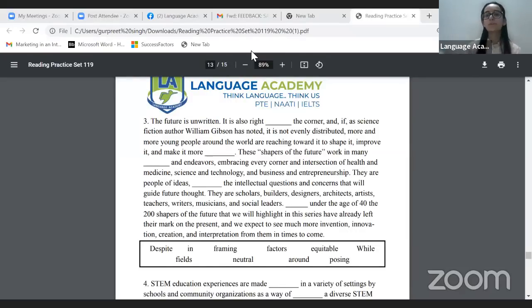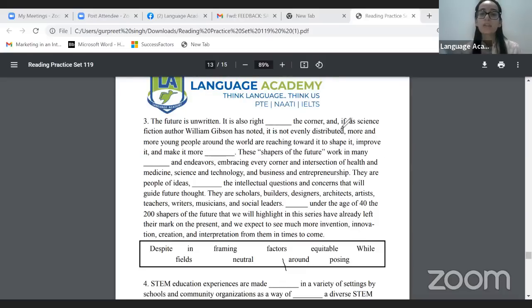Do we want to make the future neutral? Neutral means no good, no bad. You don't need even good things in the future. The future is unwritten. It is also right around the corner. It's a phrase, "around the corner", which means approaching. Like we say, Christmas is around the corner. Any festival, anything that you are looking forward to, we say it's around the corner when it is about to approach.